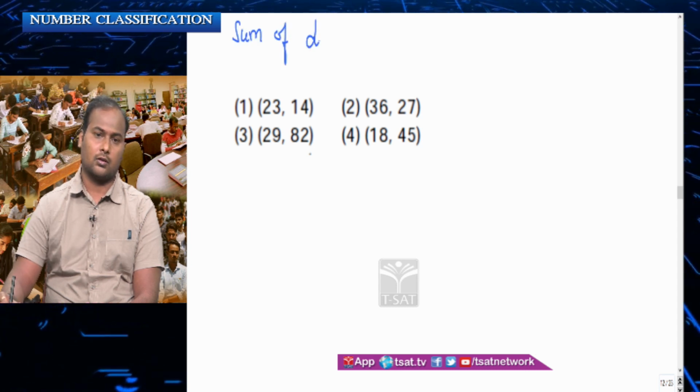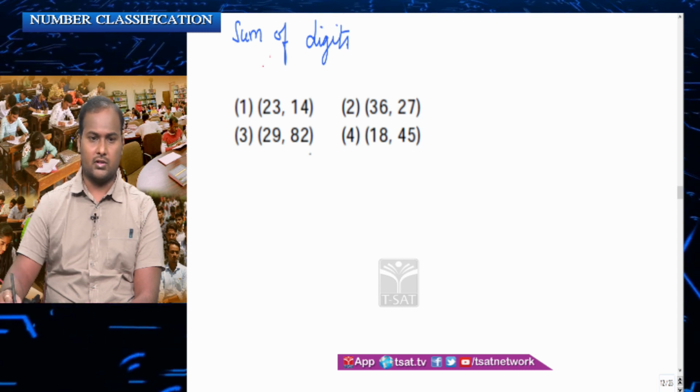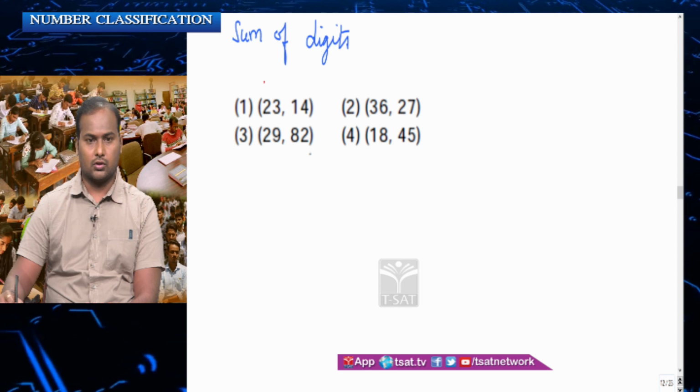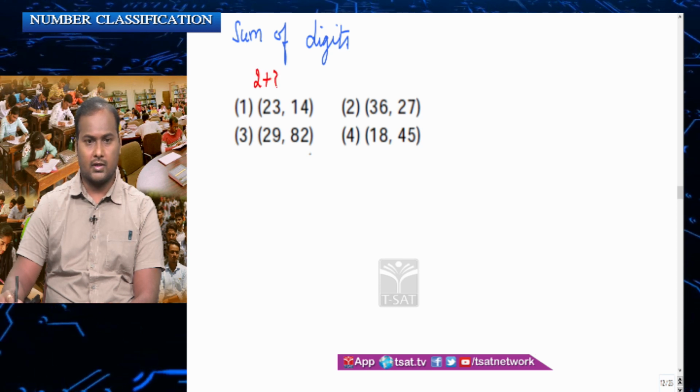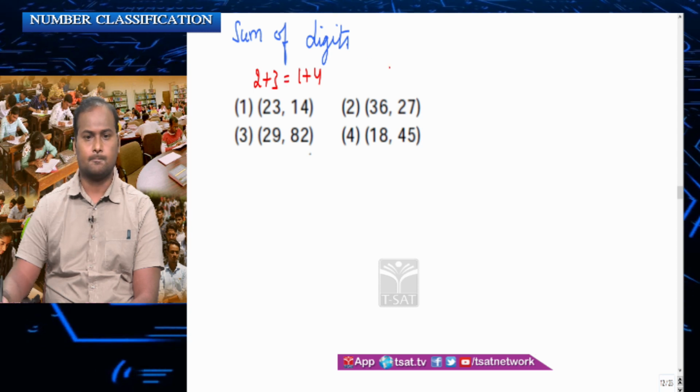Then we have to check sum of digits. Now let's check with the sum of digits. 23, 14. So 23 I can write like 2 plus 3 is 5. In the same way, 1 plus 4 is also 5.